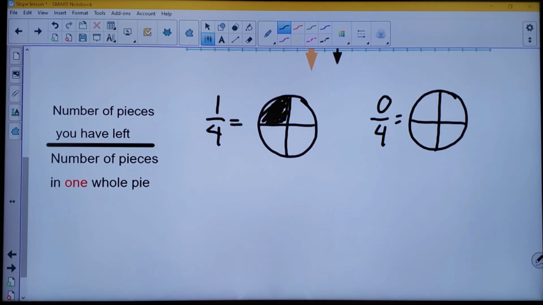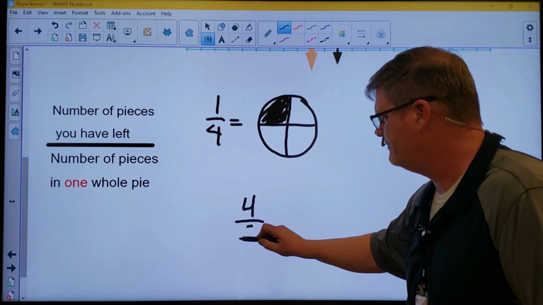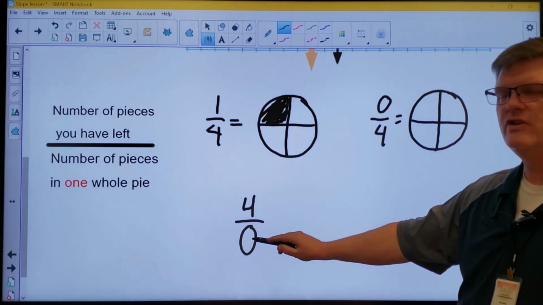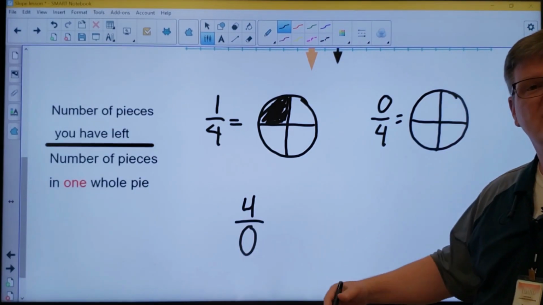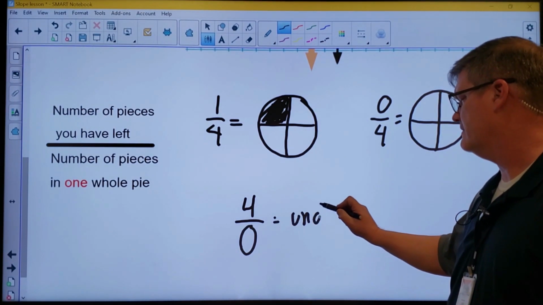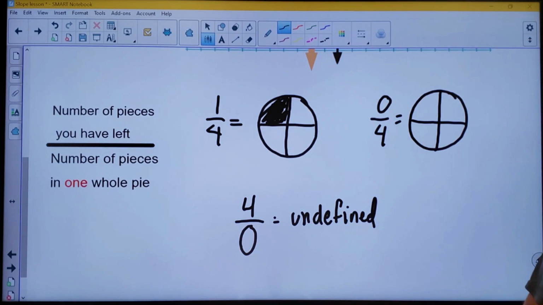But the problem comes in if we put a number on top and a 0 on the bottom. Then if I ask you to draw a picture of this one, it doesn't make sense, because how can I have no pieces to start with, but then all of a sudden have 4? It just doesn't make sense. And so that's why we call it undefined. It is undefined because it just doesn't make sense in our world.